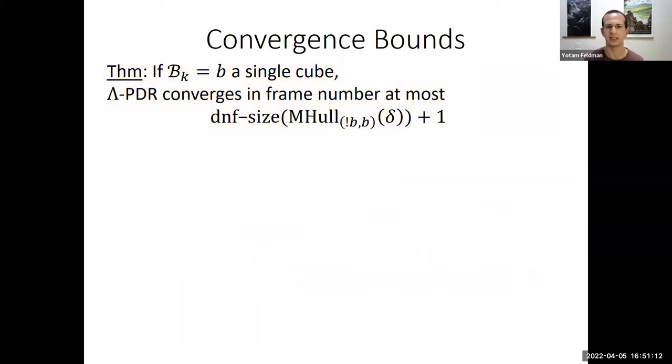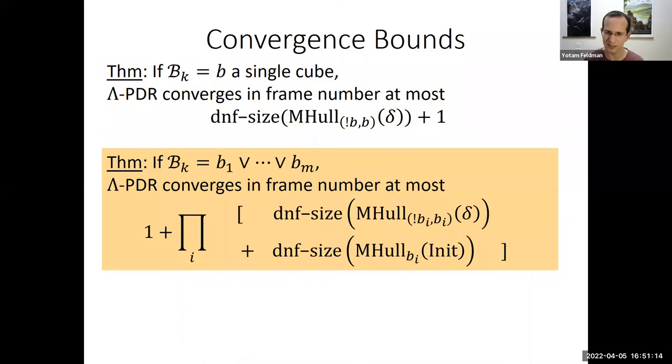We also have an extension of this theorem to the case where BK is not a single conjunction, but a disjunction of several conjunctions. In this case, the bound involves a product of the monotone hulls with respect to the different disjuncts in the representation of BK.